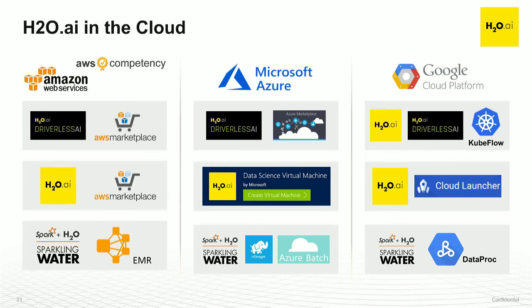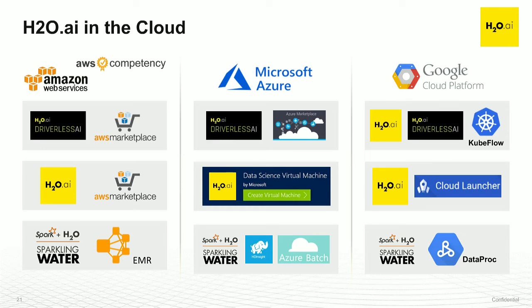Sure. So again, if you're starting with H2O on the cloud, you have quite a few options, right? All three major clouds, AWS, Microsoft Azure, and Google Cloud, we are available. And all three products are available. If you want to use H2O Core, there's a VM for H2O Core on all three clouds, the AWS Marketplace, Azure Marketplace, and Google Cloud Marketplace as well.